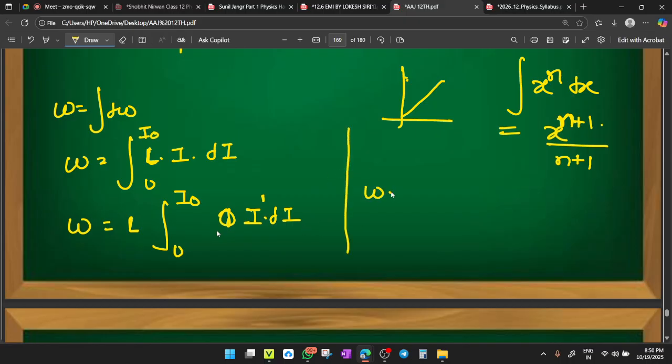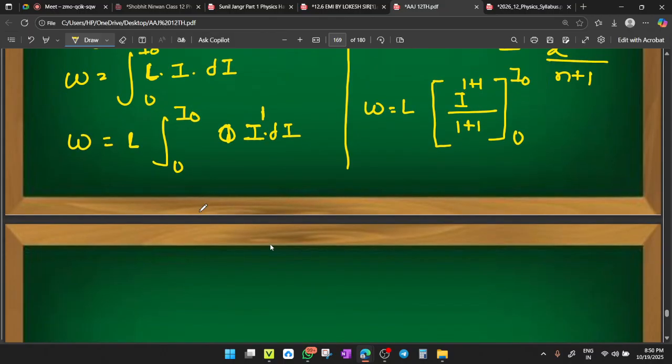Okay. So W equals to L, but in the place of x, i is playing here. So i to the power, existing power is 1. By the formula, power is 1 upon same result in the denominator, 1 plus 1. Clear? i to the power 1 plus 1 upon 1 plus 1. Now standard limit 0 to I0.